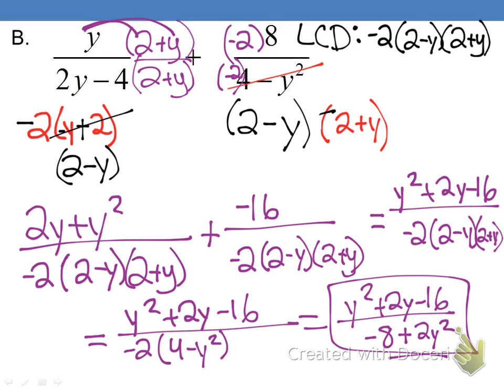Wow, lots happening there. Any questions? Honestly, I would probably write one more step if I had some room. I'd put 2y squared minus 8. We just usually put it from highest exponent to lowest exponent.